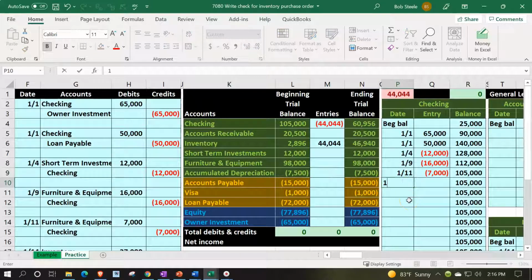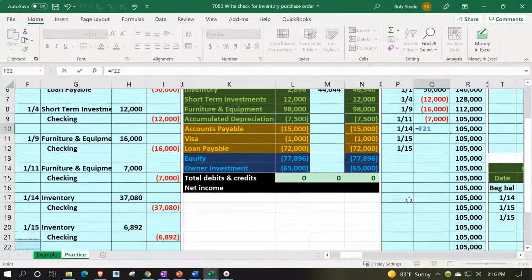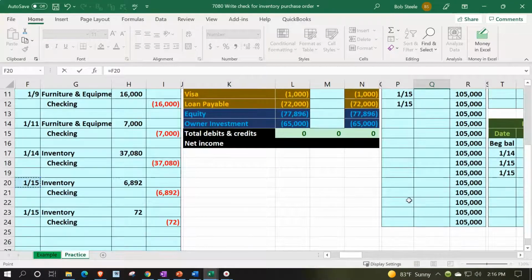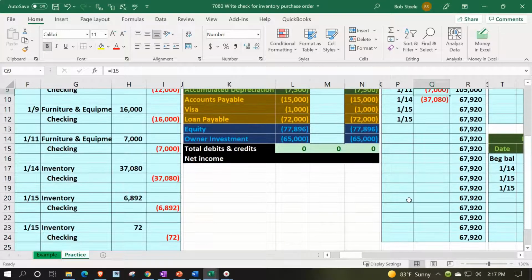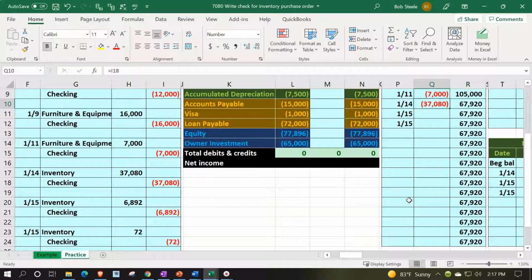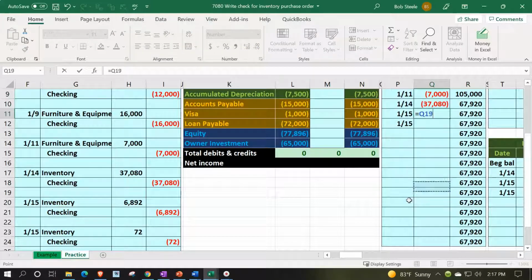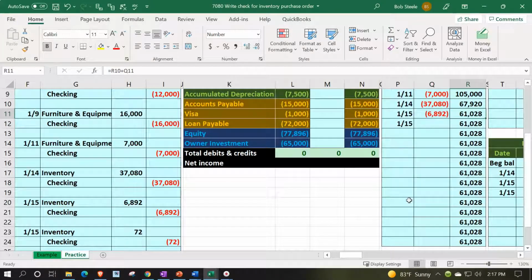So in any case, we're now going to go to the checking account, same thing. Checking account, this is going to be 114, 115, 115. And the 114 was equals the first transaction we paid for Epiphone guitars, 37,080, bringing the balance down from 105 down to 37,080 to 67,920. Then we paid 6,892, bringing the balance down to 61,028.